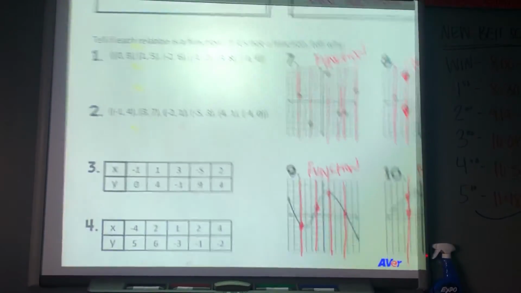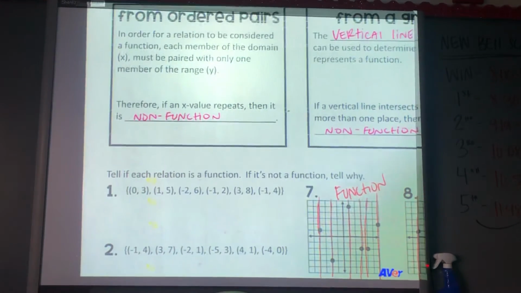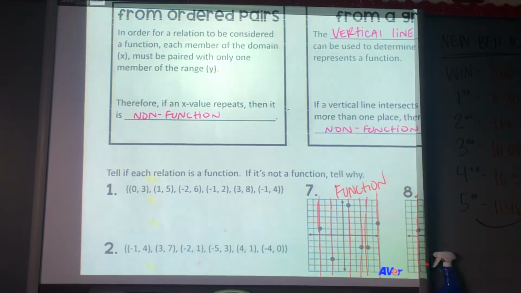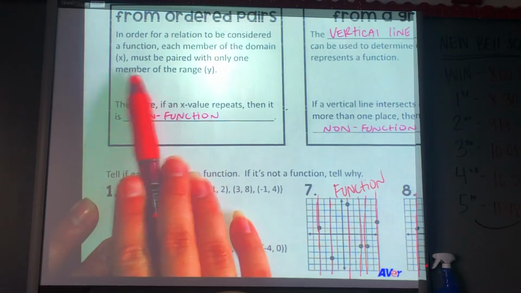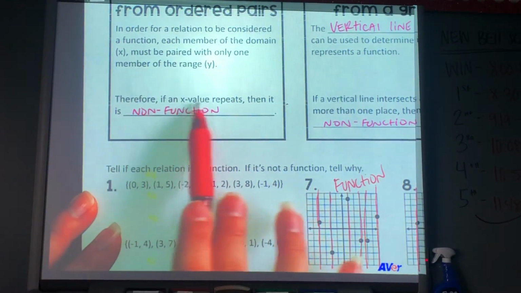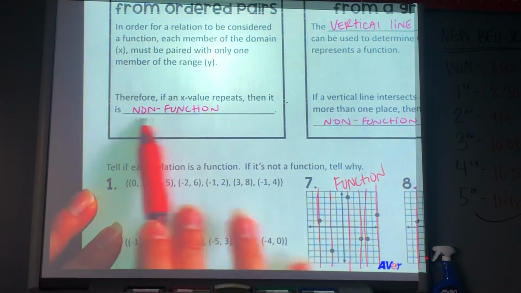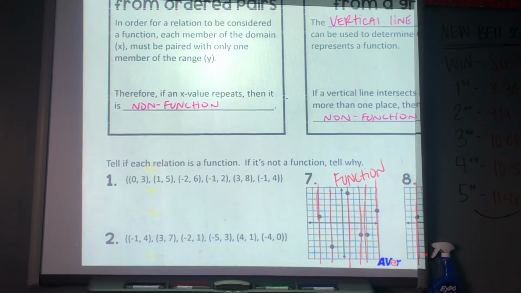Okay, let's move on to the number sides. Remember that I said that the x values cannot repeat. It says in order for a relation to be considered a function, each member of the domain, which is x, must be paired with only one member of the range, y. Therefore, if an x value repeats, then it is a non-function. X values cannot repeat. So let's look at the coordinates down here.